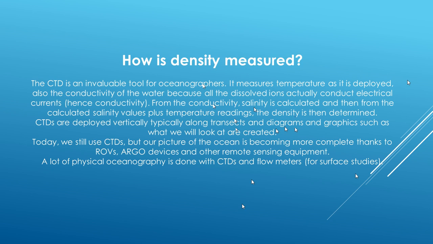you go to the next station, you drop it down, and then you take all these vertical profiles and you create like a 2D and sometimes 3D picture of the shape of the ocean, the distribution of the temperature, the salinity, and the density. A lot of physical oceanography is done with CTDs and flow meters, especially for surface studies.